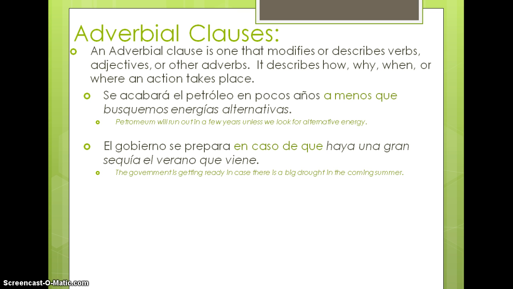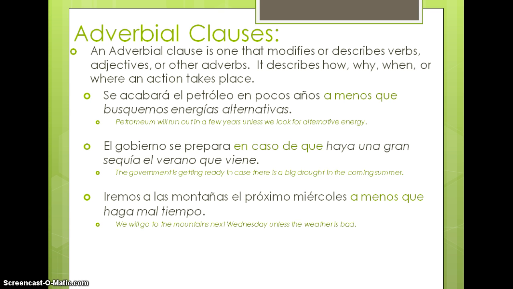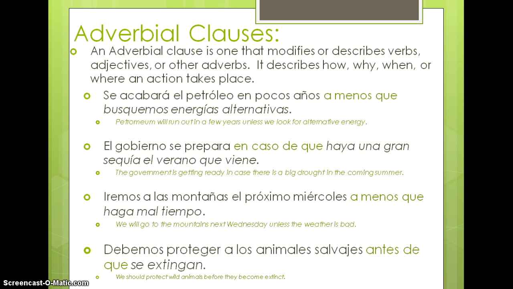El gobierno se prepara en caso de que haya una gran sequía el verano que viene. Iremos a las montañas el próximo miércoles, a menos que haga mal tiempo. Debemos proteger a los animales salvajes antes de que se extingan.